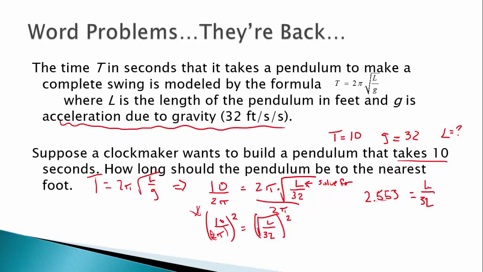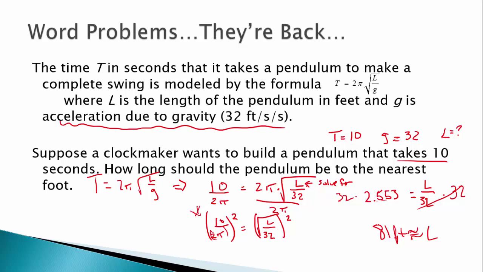Okay, now we've got to figure out what L is. So we have L divided by 32. So why don't we multiply both sides by 32 to just get that L? And I'll go back to my calculator and do 2.553 times 32. And round it to the nearest foot, that's 81, which is a pretty long pendulum, but it will take 10 seconds based upon the math here.